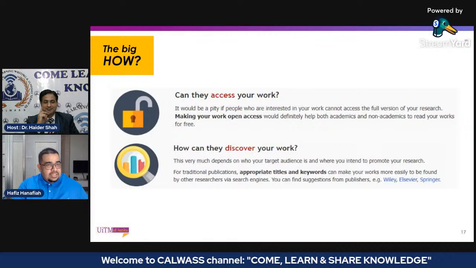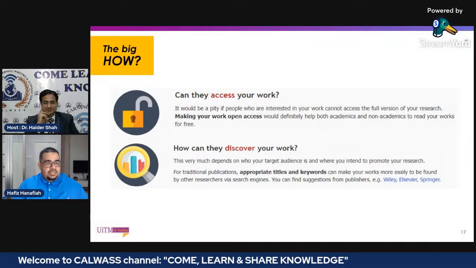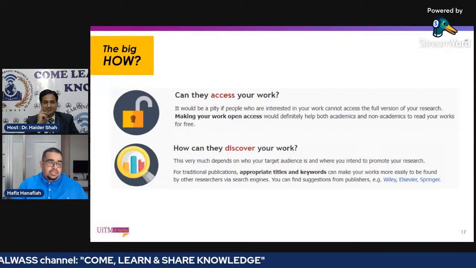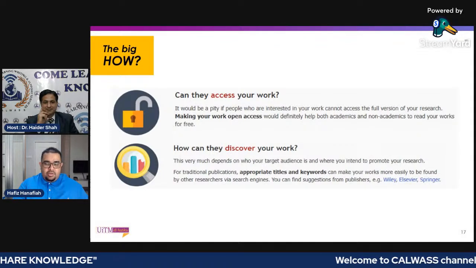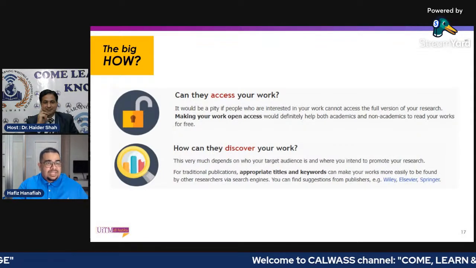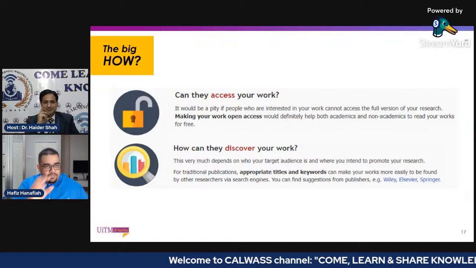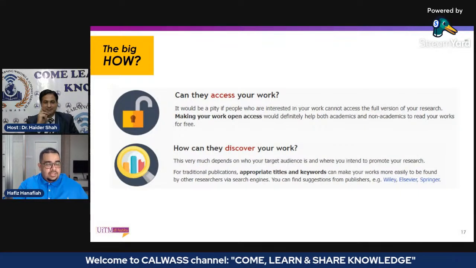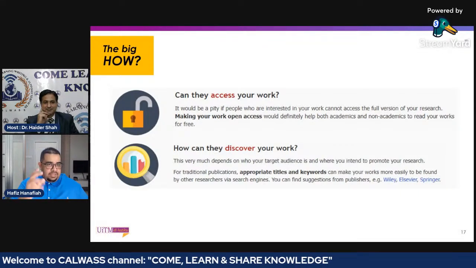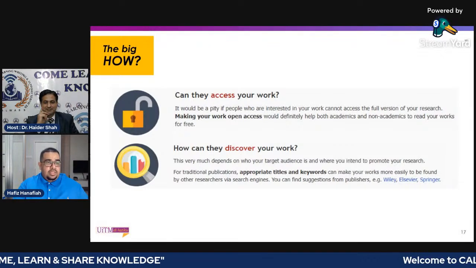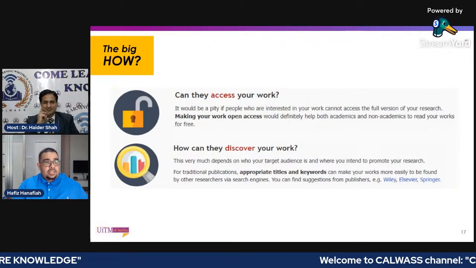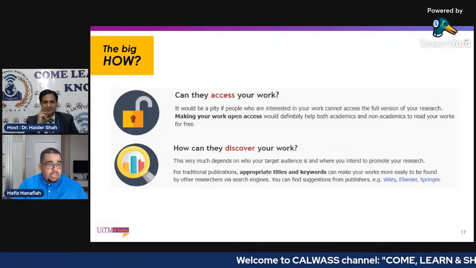And can they discover your works? That's the reason why, there are a lot of ways to do that. But again, for academia, your work must be registered under a few author profile systems that have been accepted by the global research community. But again, for industry, they just want to know who you are and what you are doing.